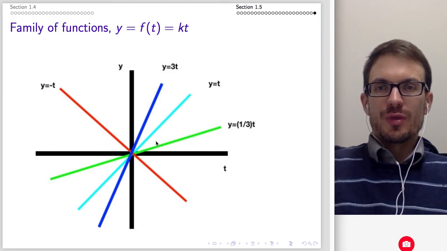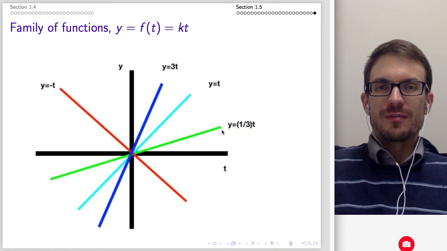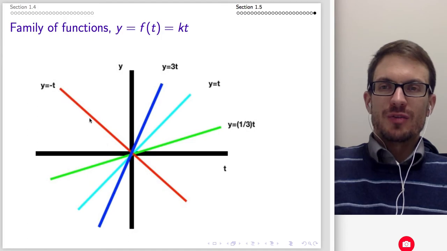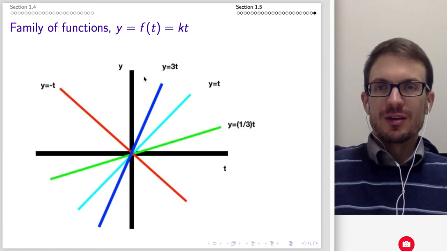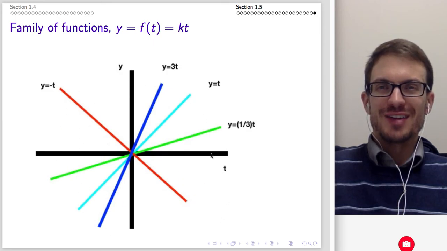Suppose k is equal to 1/3. Well, then we have this green line, y equals 1/3 t. Suppose k is equal to -1. Then we have this red one with a negative slope. And as you might guess, there's infinitely many lines, right? So this could actually be incredibly dense with lines. I just picked 4 to look at.